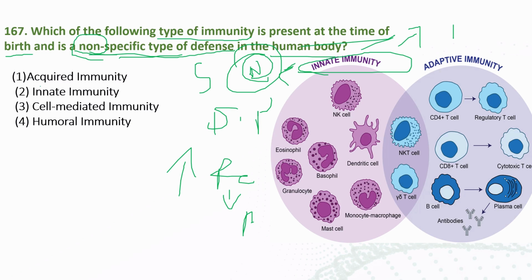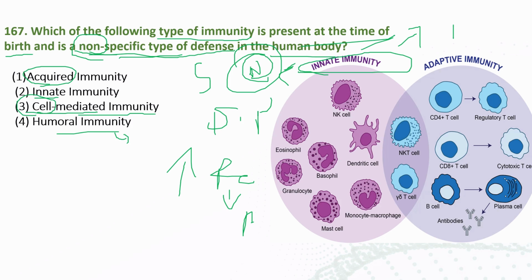We know that acquired immunity means we acquire this immunity when the parasite enters our body. Innate immunity is already present, but it is non-specific. Cell mediated immunity is the immunity which is mediated with the help of some cells, according to the infection. And humoral immunity is normally seen in infections and so on.